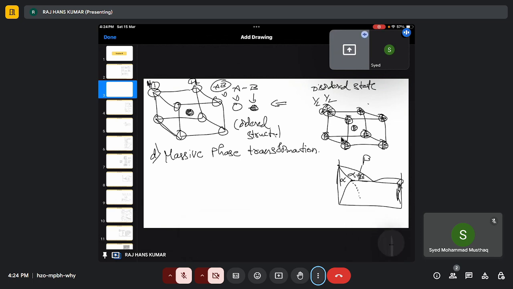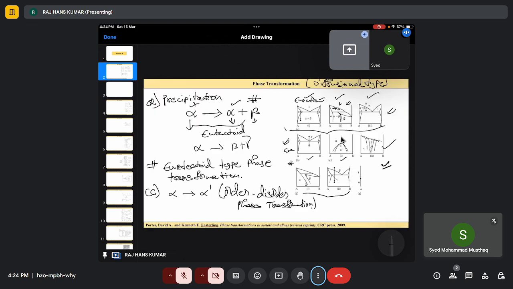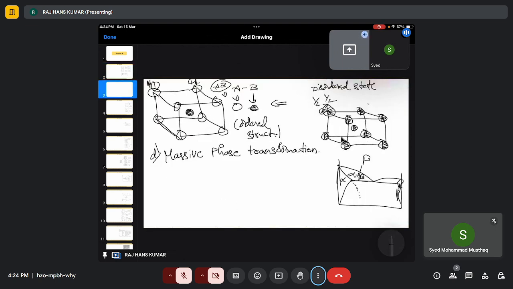Now, why I'm drawing this one is because it is a metastable state. So when I'm trying to cool beta very fast, it will turn into alpha, right? Without undergoing any alpha plus beta dissociation, it will directly turn into alpha. So that is what happens. That means when I'm changing my phase from one phase to another, suppose this is my beta, it is turning into alpha.